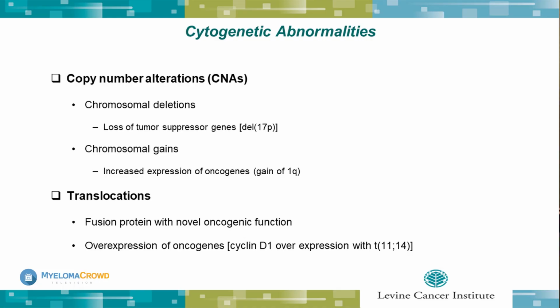I'm not going to get into the details of this. I'm going to focus more on the genetics, as I said before. So what kind of cytogenetic abnormalities might we see in myeloma and in cancer in general? So we have what are called copy number alterations, or CNAs. So this might consist of a chromosome deletion. And again, the perfect example of this is deletion 17p.